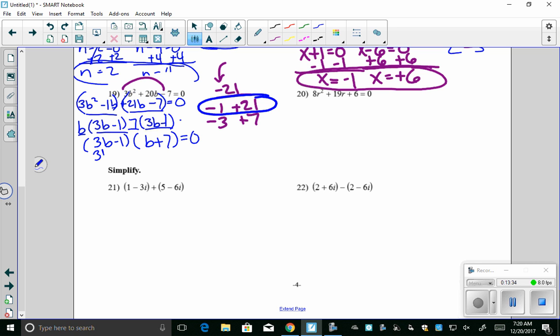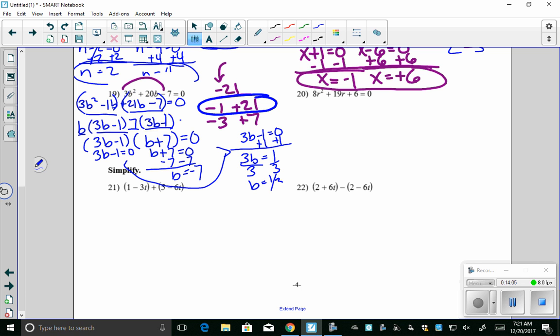Set them equal to 0. 3b minus 1 equals 0. B plus 7 equals 0. Solve for b. And I'm going to pull this one over here because I'm running out of room. 3b minus 1 equals 0. Add 1 to both sides. You get 3b equals positive 1. Divide by 3. B equals 1/3. So your answer is b equals negative 7 and b equals 1/3.